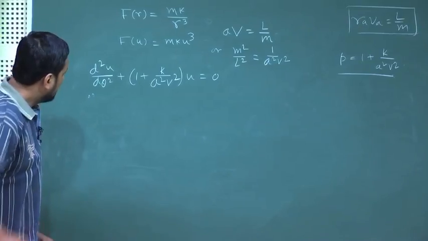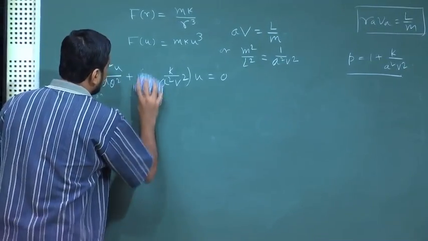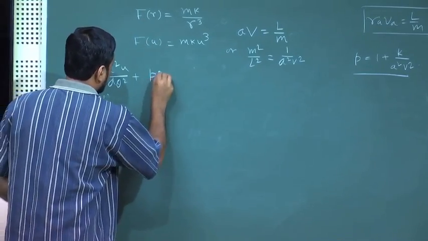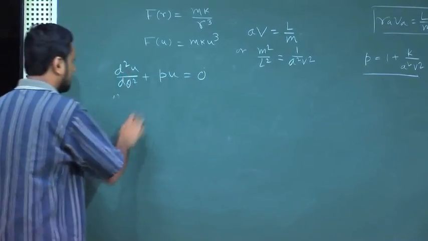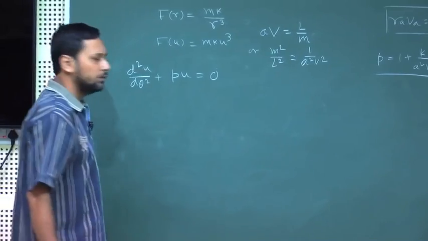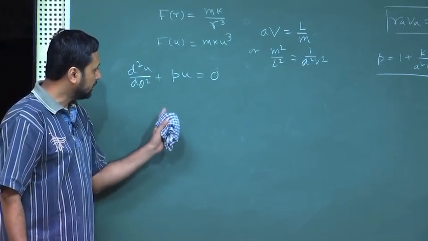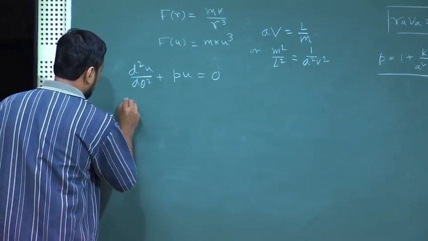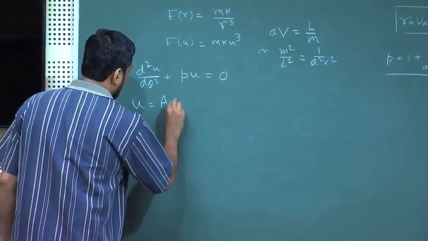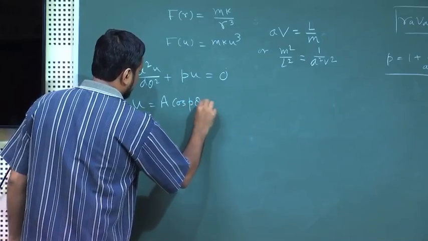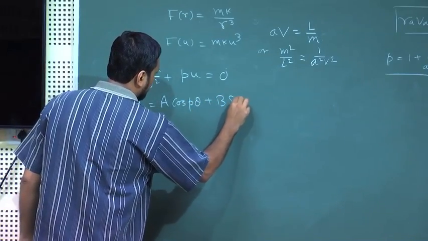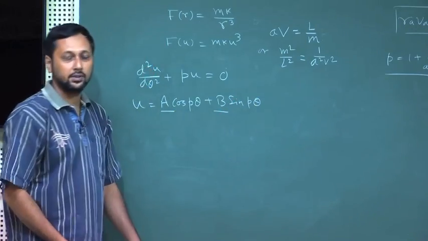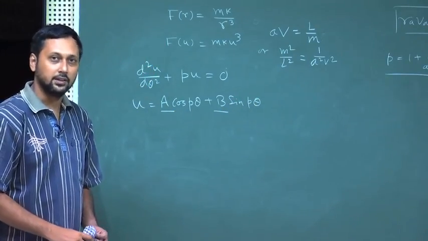So, we substitute this with P and we write the equation d 2 u d theta 2 plus P of u equal to 0. Now, this is an equation in a very familiar form, and this equation has a solution u equal to a cos p theta plus b sin p theta. A and b are two constants which have to be determined from the initial conditions.